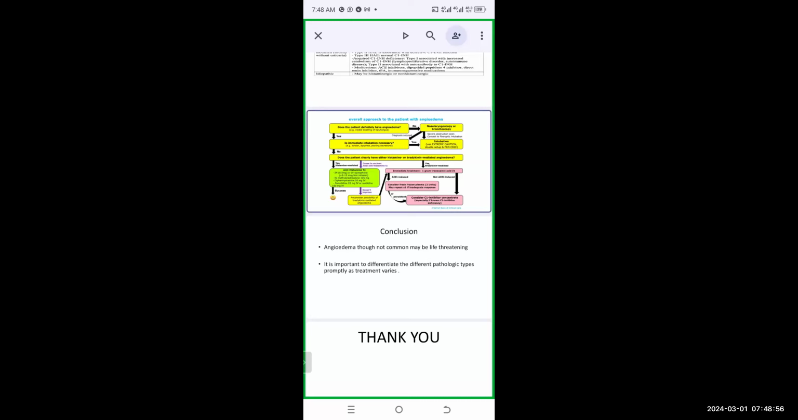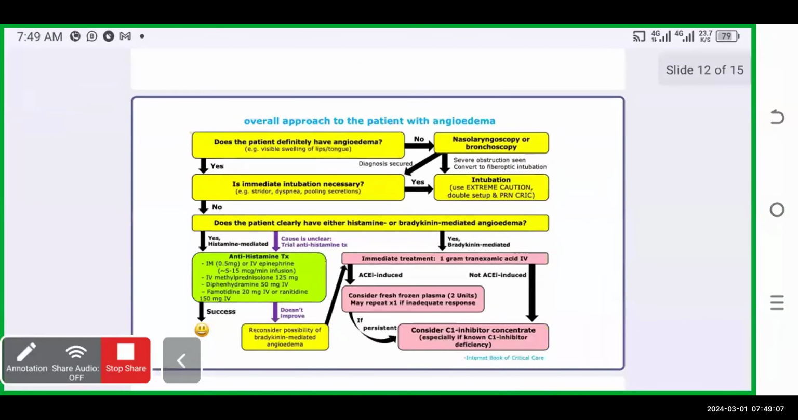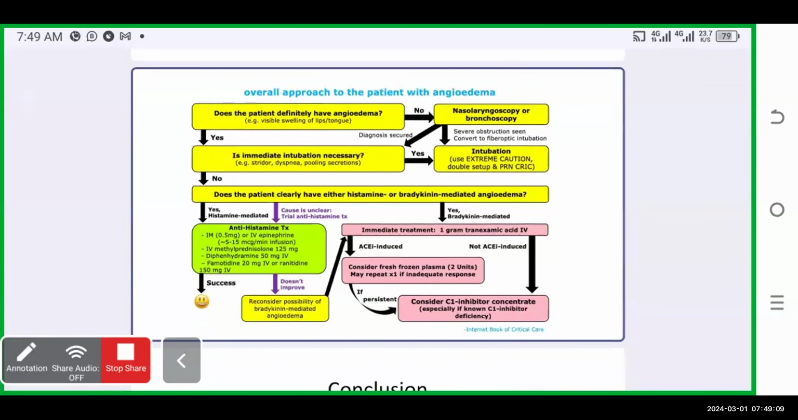Okay, so it says the patient comes to the emergency room. You're not exactly sure, but like I said, it's clinical. The patient has edema, the face and lips are swollen, and the patient has stridor. So the patient comes to the emergency room with features of angioedema, and you suspect angioedema.